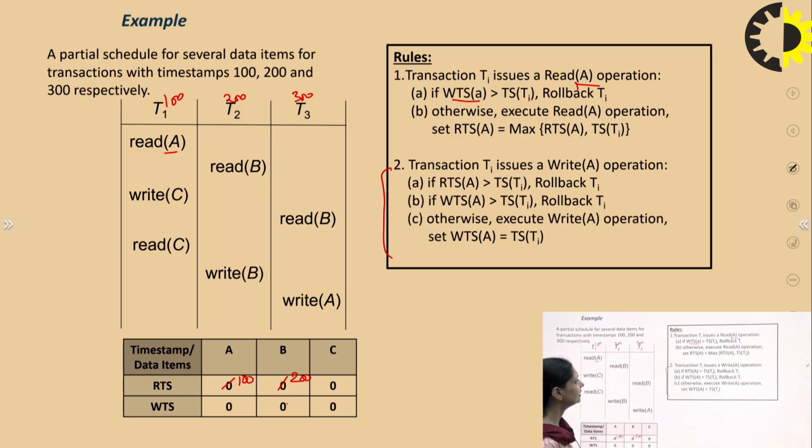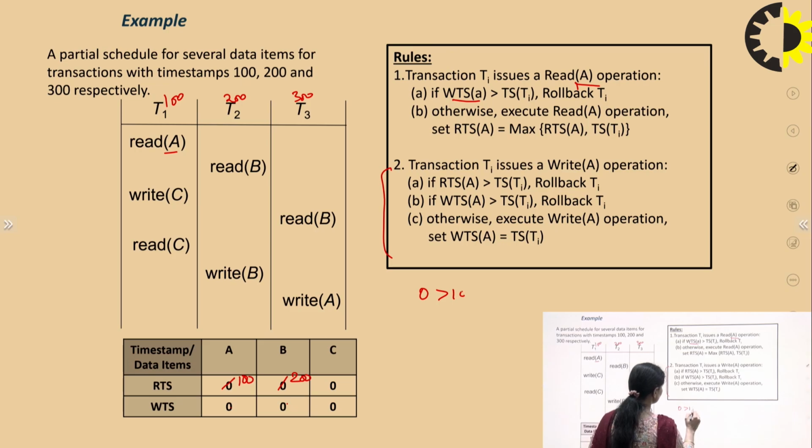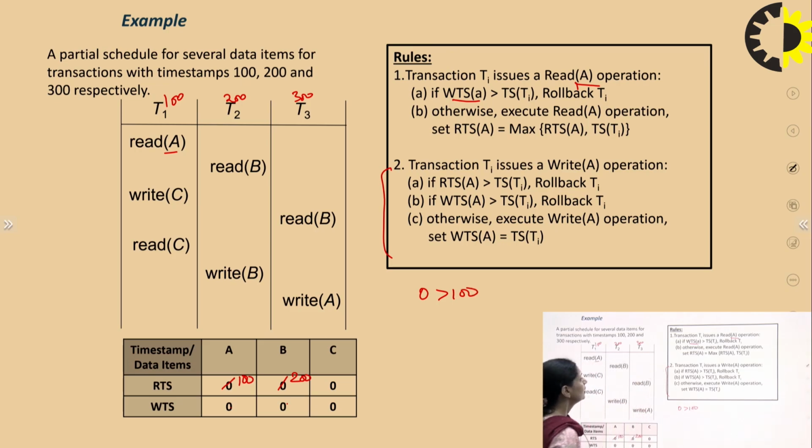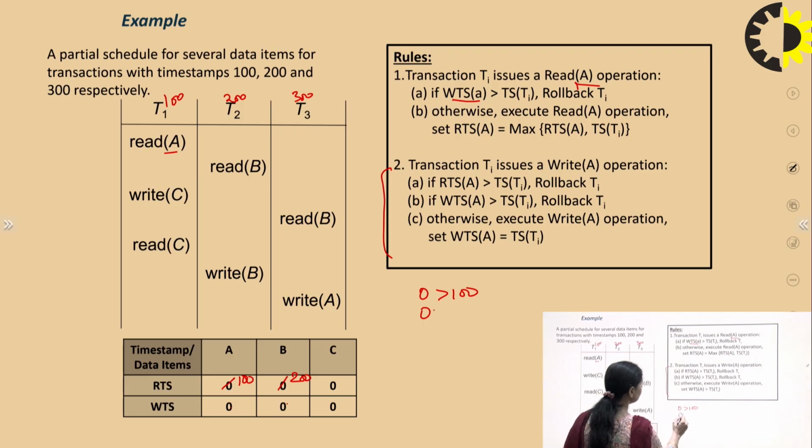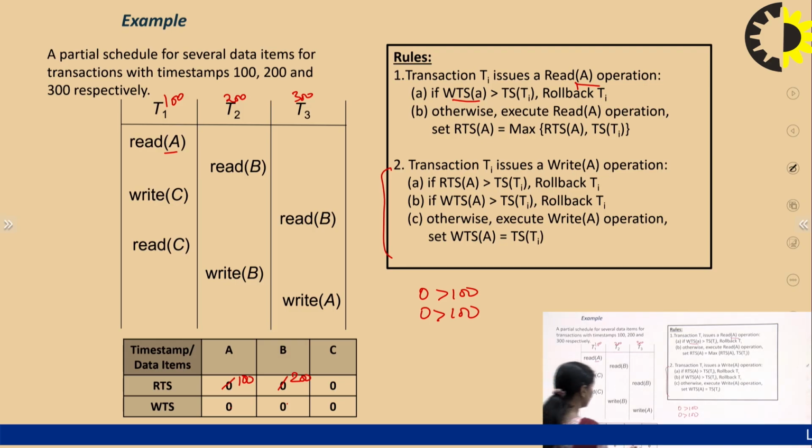Is it greater than the timestamp of Ti, that is 100? 0 is greater than 100. That is false. So it will again check the second one. Write timestamp of C, the write timestamp of C is 0. Is it greater than 100? That is again false. So the write timestamp of C will be the timestamp of Ti. The Ti is 100. So the write timestamp of C becomes 100.